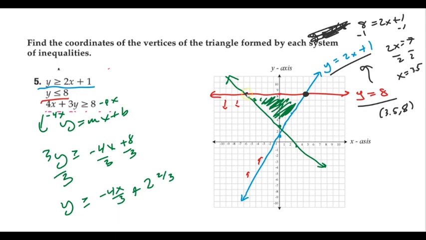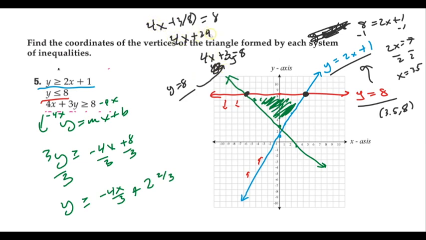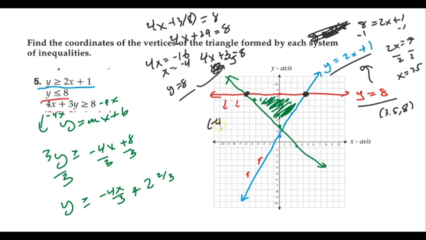If you want this point right here, this equation I didn't write down is 4x plus 3y equals 8. I've got to solve that with this red line here, which is y equals 8. All we're going to do is plug it in. I know y equals 8, so plug that in. I get 4x plus 24 equals 8. Subtract: 4x equals negative 16. x equals negative 4. That point right there should be negative 4 and 8.